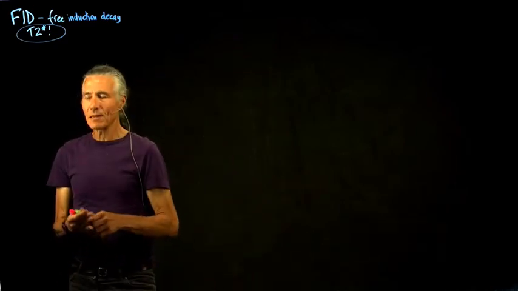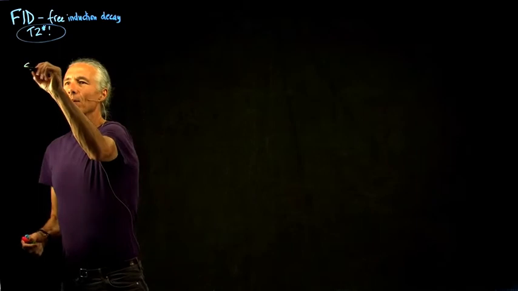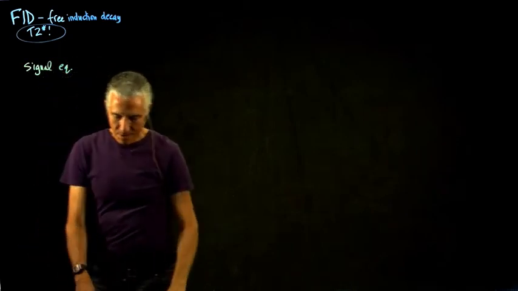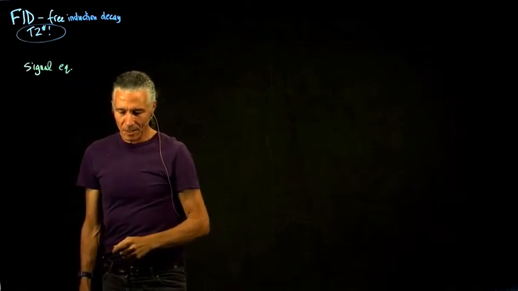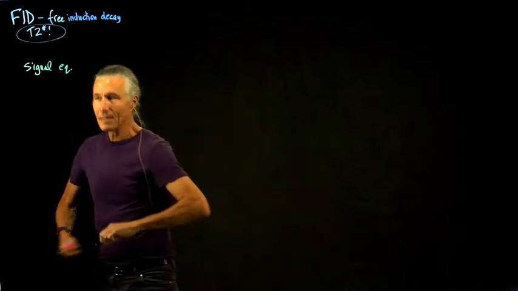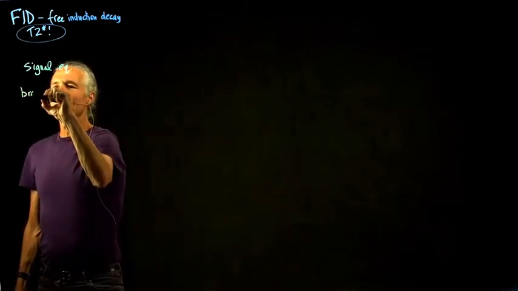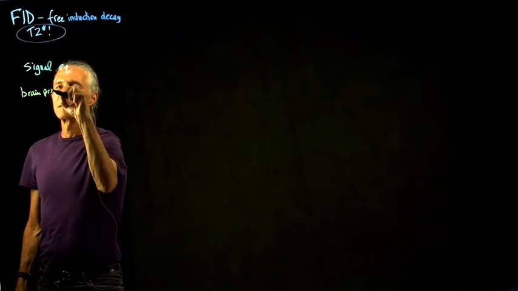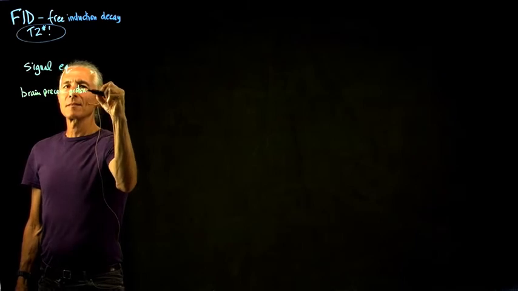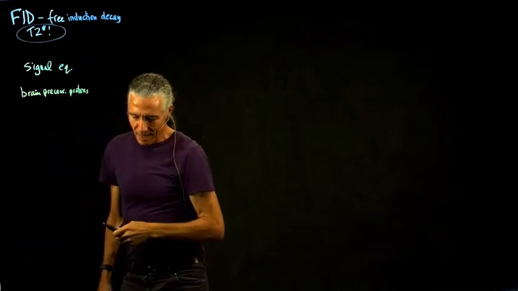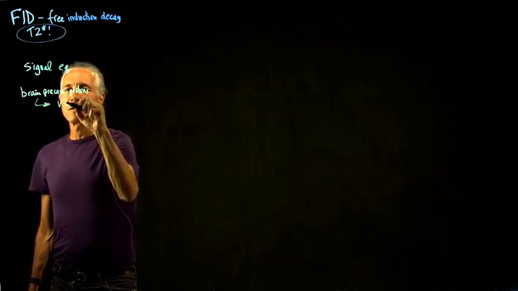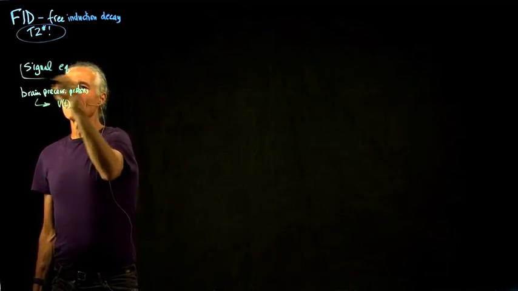We started off with the signal equation, and the signal equation basically was, how do we get from this brain precession, so protons in the brain that are precessing, how do we get from that to this signal over time? So that's the signal equation.